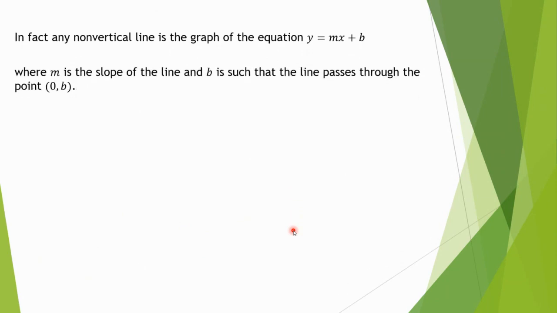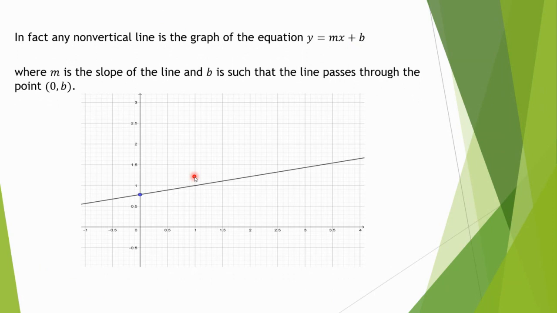And this is something else I threw in here: any non-vertical line, the graph looks like this. I'm probably saying more than necessary, but this is one example. This is an example of a linear function. In this case, I'm not sure what b is, but this is where the point (0, b) would be.